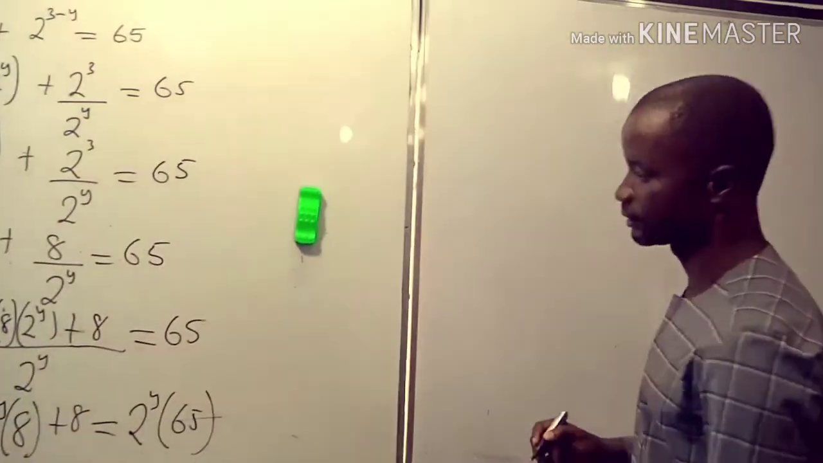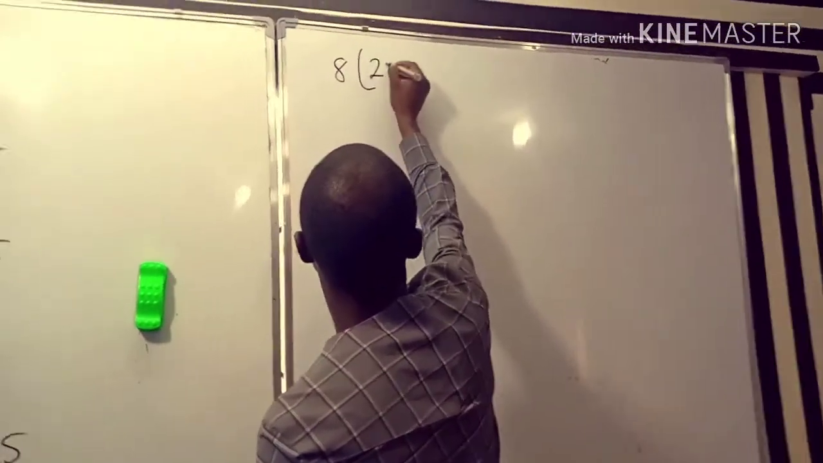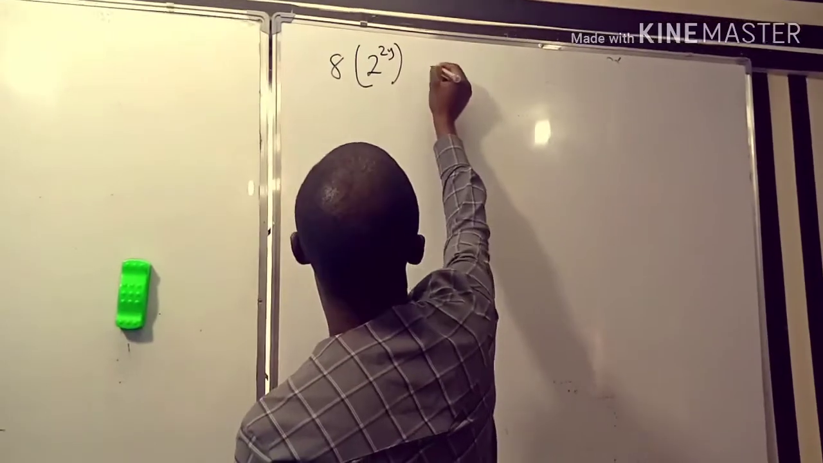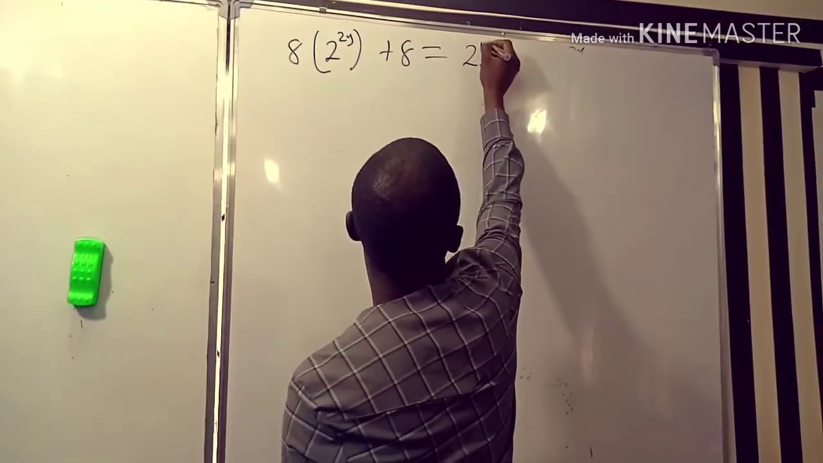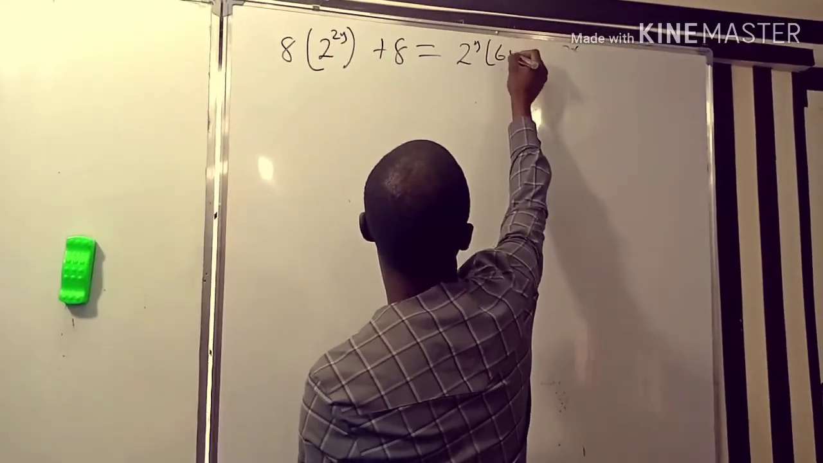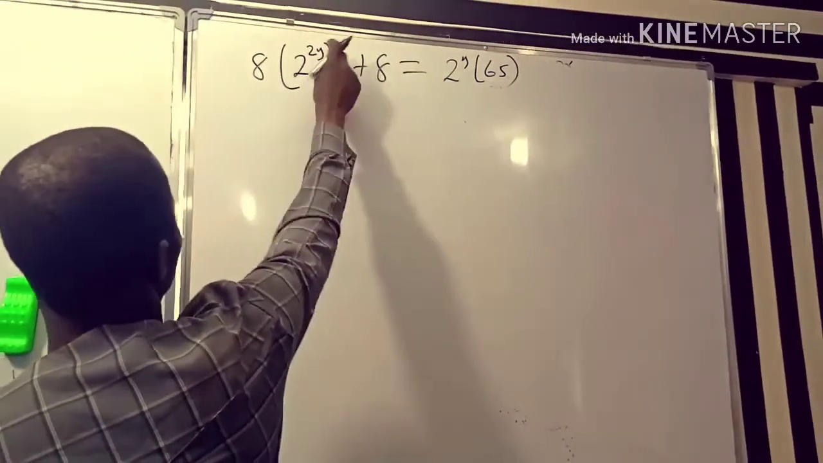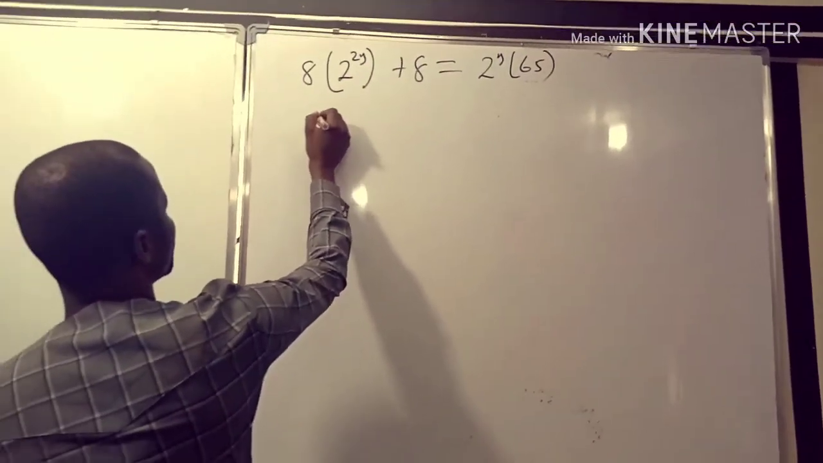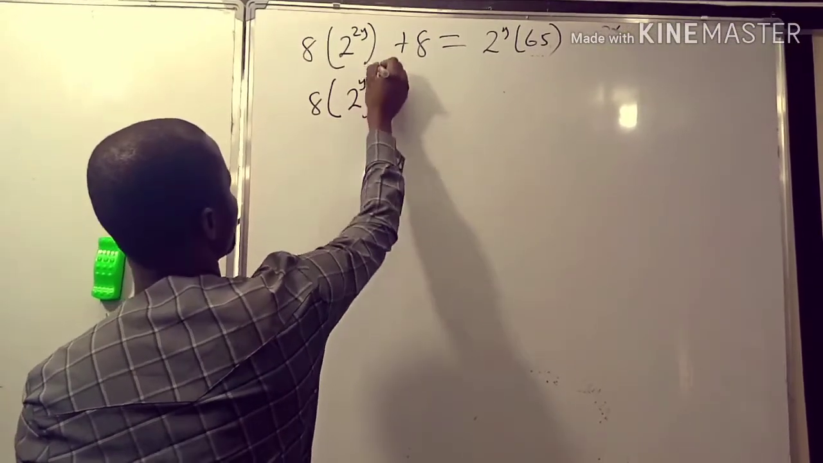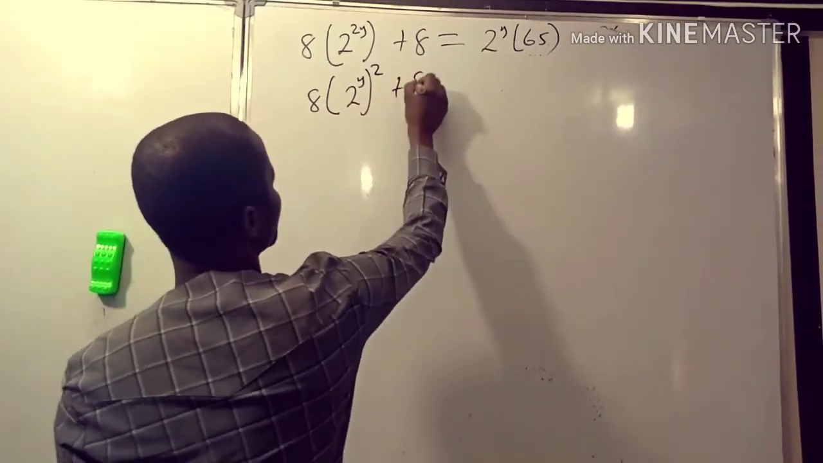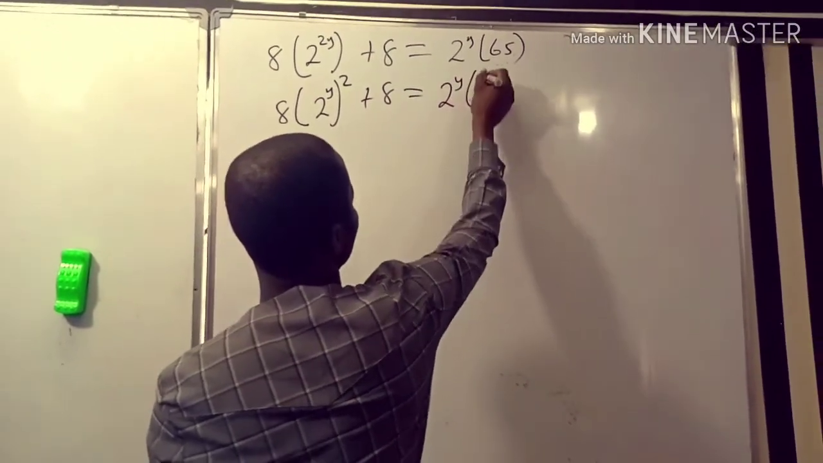From this point, I have 8 into 2^(2y) plus 8 equal to 2^y into 65. Now interpret this one. Now we have 8 into (2^y) squared plus 8 equal to 2^y into 65.